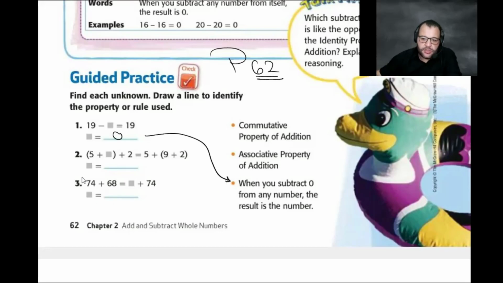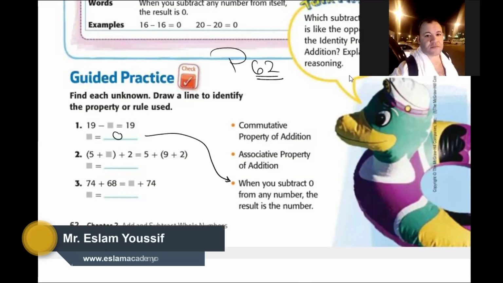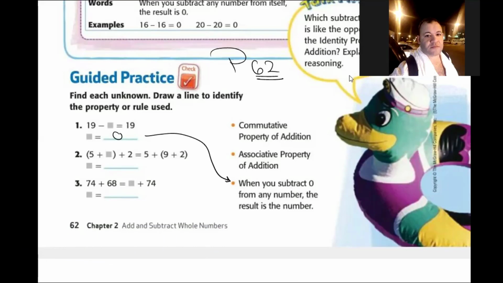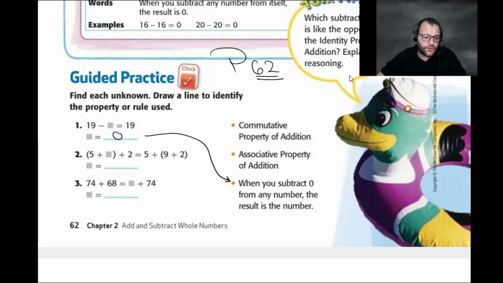Okay. Thanks, Zakwan. We need another one to solve. Abdul Latif, can you solve question number 2 with me? What is the answer for number 2? We have here 5 plus a number plus 2 is equal to 5 plus 9 plus 2. What do we have to write here? How can we solve this type of question?